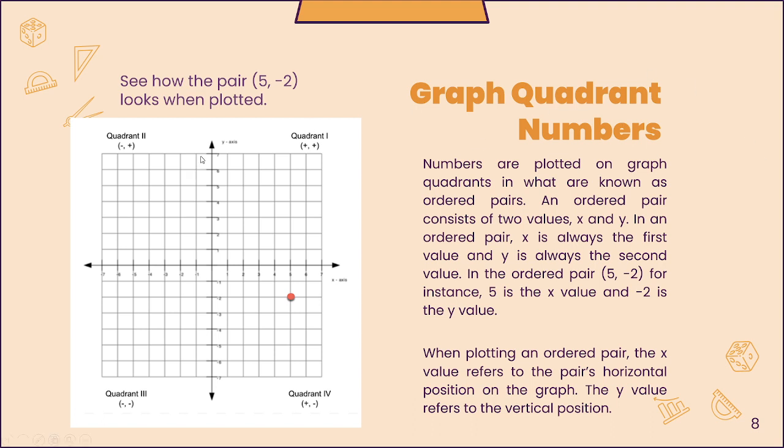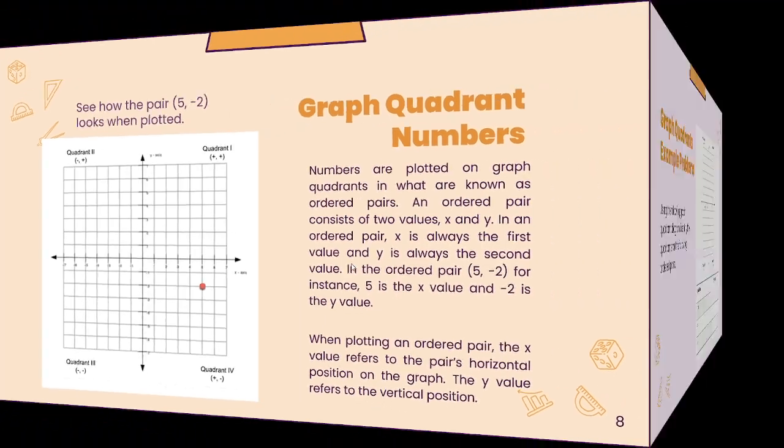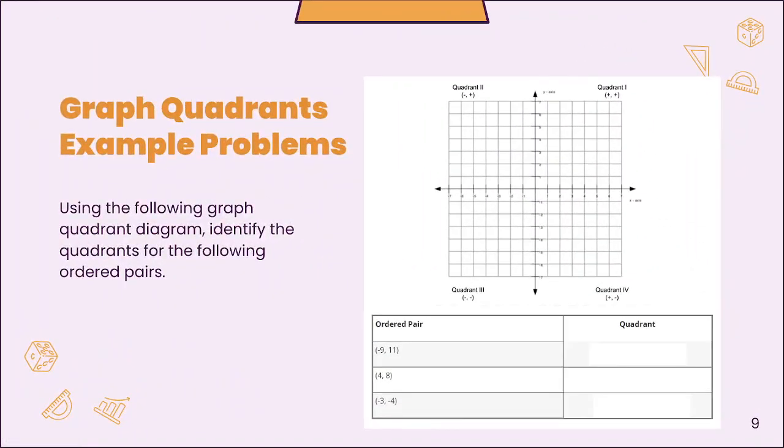We can see this in the picture. See how the pair 5 and negative 2 looks when plotted. We can see that since 5 is on the x-axis, positive 5, it is over here, and negative 2 is on the y-axis, so since it goes downward, it is in quadrant 4. Then we proceed to the example for the quadrants.